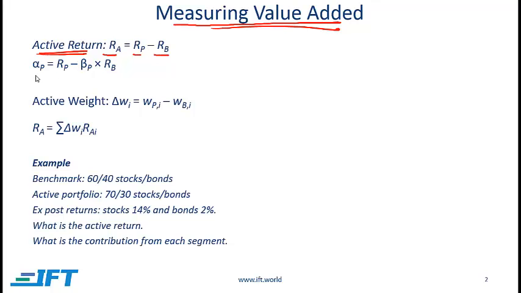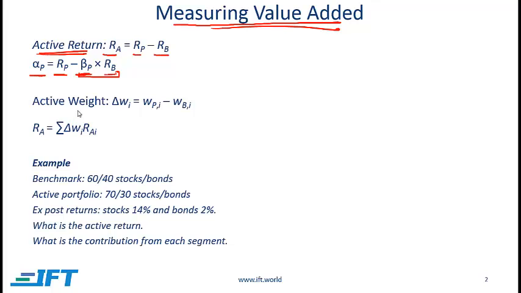Now, this is different from alpha. The alpha of a portfolio is the return on the portfolio minus the risk-adjusted return of the benchmark. The risk-adjusted return of the benchmark is the beta of the portfolio times the return on the benchmark.